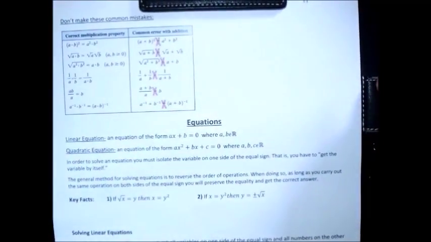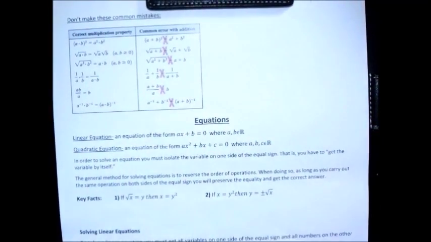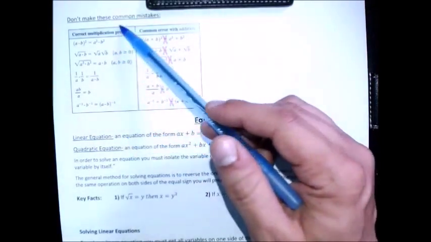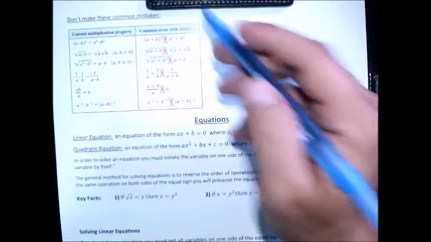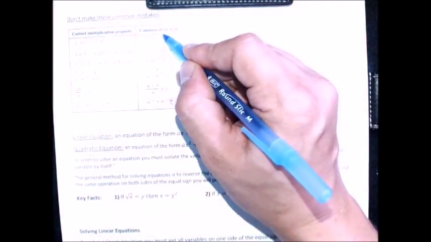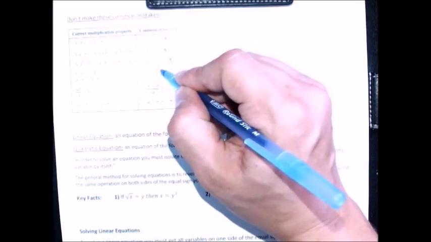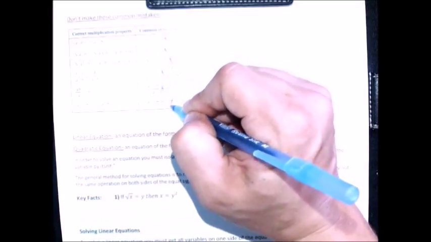So before we talk about equations, the first thing on this page is a bunch of mistakes that people make all the time. And so I'm trying to head those off before you make them. So things on the left are true. Those are true properties. And things on the right are not true. Okay, so that's why there's an X through the equal sign. It's saying that those things are not equal. Do not do those things on the right.